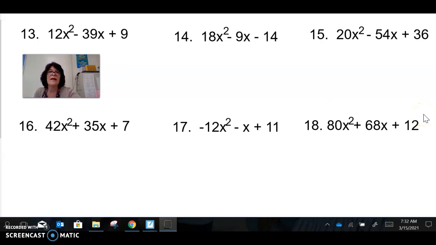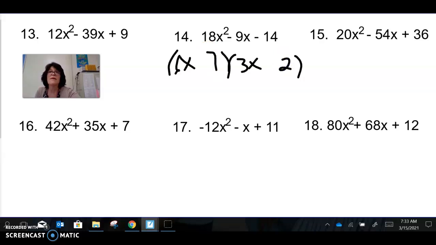Okay, this is a tough one. I have to think to myself, what multiplies to 18x squared and what multiplies to 14? Okay, I try 6x and 3x. And for 14, I'll try 7 and 2. I was lucky this time. I'm doing this because I'm almost running out of time. That gives me 12x and 21x, which gives me the negative 9. If this is negative, positive.